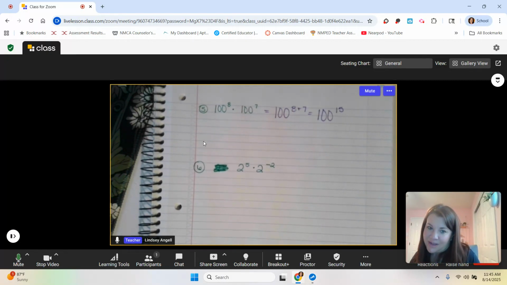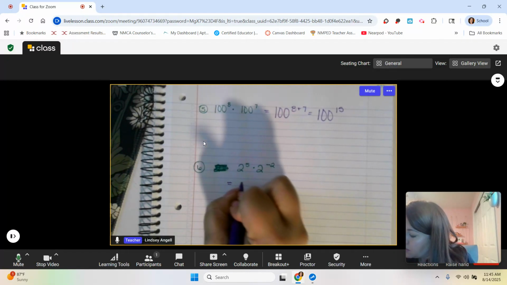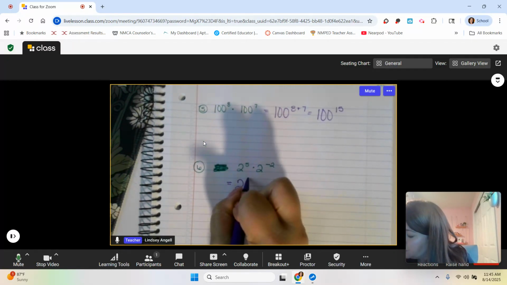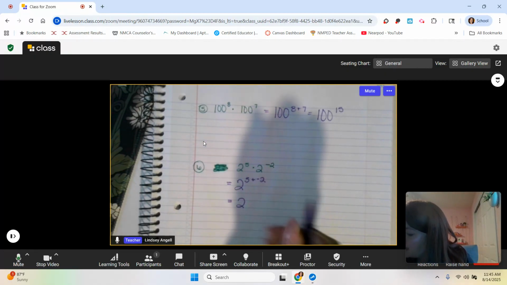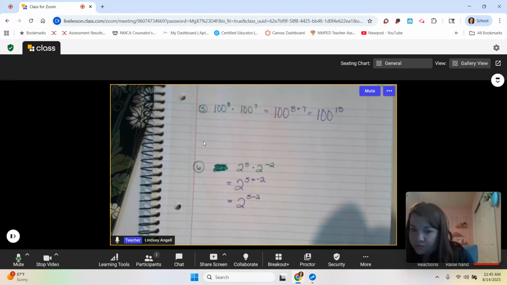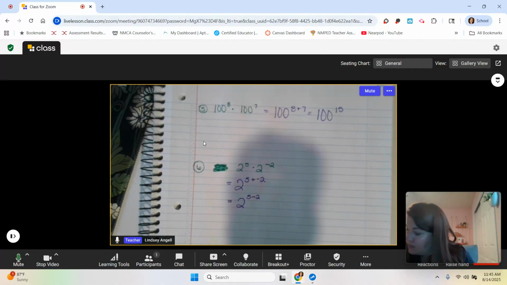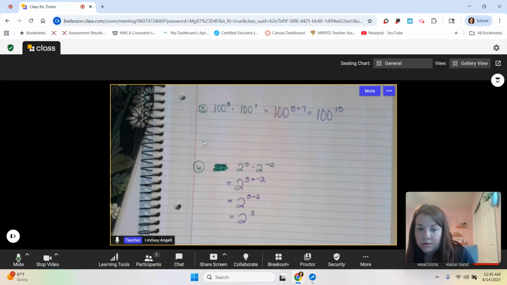All right, last one. Okay, here's another one with negatives. 2 to the 5th times 2 to the negative 2. Okay, so I can rewrite this as 2 to the 5th plus negative 2, which we know is the same thing as 2 to the 5th minus 2. Okay, which is the same thing as 2 to the 3rd power.